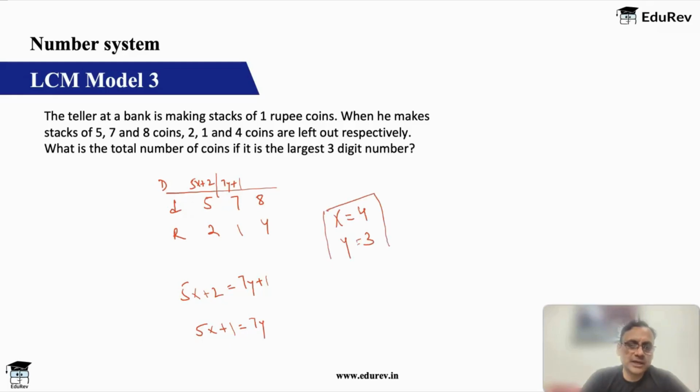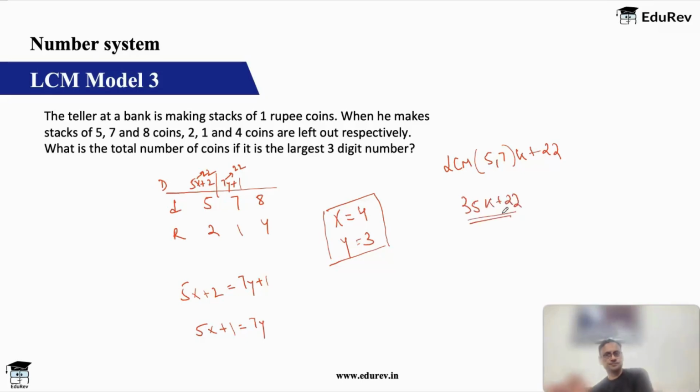Now this I can put in either of the equations. 5x plus 2, if you put x is 4, you will get 22. 7y plus 1, if you put y is equal to 3, you will still get 22. Okay, so 22 is my smallest possible number. The answer for first and second case is LCM of 5 and 7k plus 22, which is 35k plus 22. Okay, so that is the common answer.